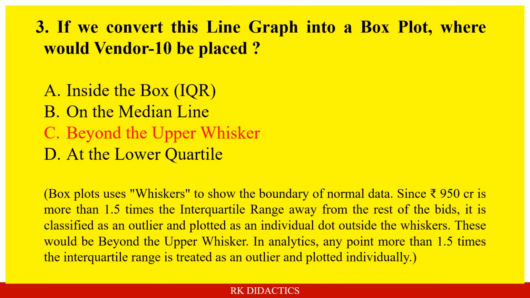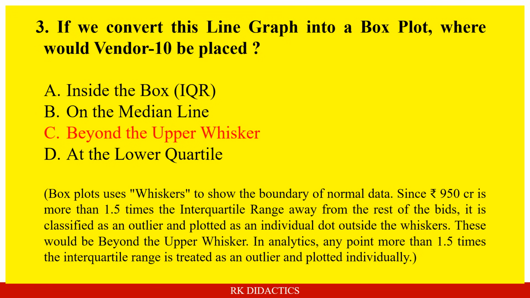So box plot क्या करता है? It uses whiskers to show the boundary of normal data. So whisker का अंदर normal data normally include होता है. Since वो 950 crore वाला जो डाटा है vendor 9 का, it is 1.5 times than the inner quartile. So जो normal range है उनका 1.5 times ज़्यादा है. So range away from the rest of the bids, it is mathematically classified as an outlier and plotted as an individual dot outside the whiskers.